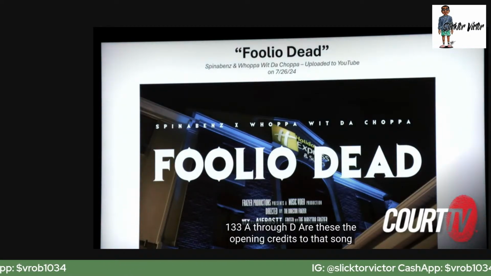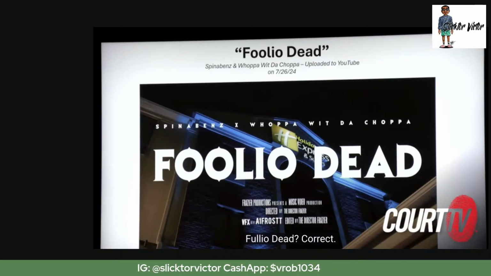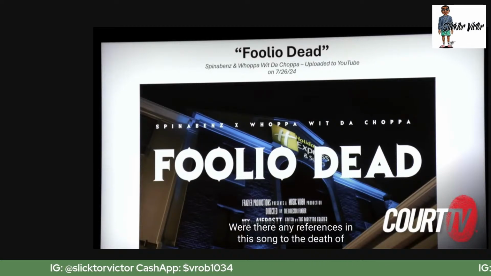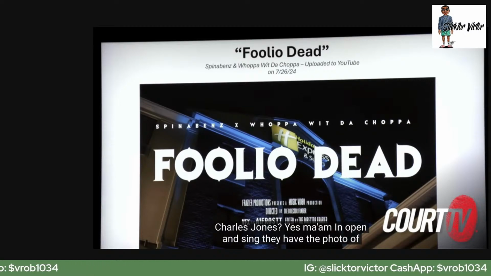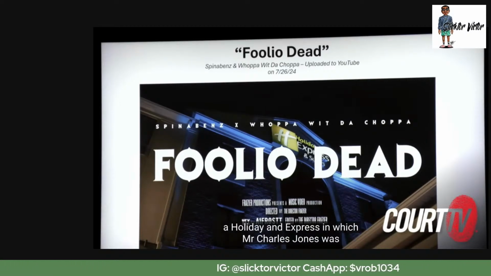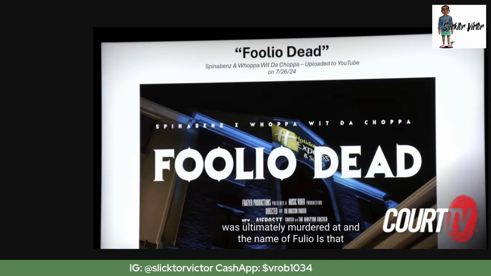Were there any references in this song to the death of Charles Jones? Yes, ma'am. In the opening scene, they have the photo of a Holiday Inn Express in which Mr. Charles Jones was ultimately murdered at. And the name of Foolio, is that readily identifiable to you as well? Yes, ma'am. Are Spinabins and Wappa with the Choppa individuals that were also depicted in the 3 music videos we've already seen here today? Yes, ma'am.